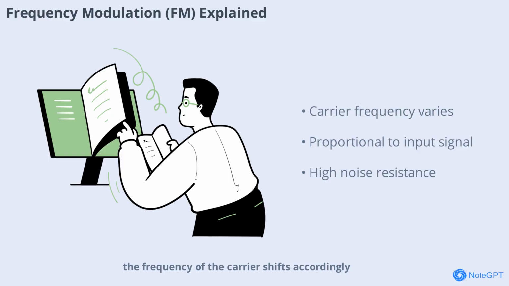FM is renowned for its robustness against noise and interference, making it the preferred choice for radio broadcasting and two-way radio communications. The clarity and fidelity of FM transmissions are superior to amplitude modulation, especially in environments with significant electrical noise. Let's now look at the mathematical expression that defines FM.